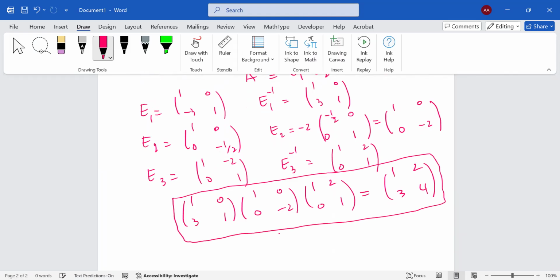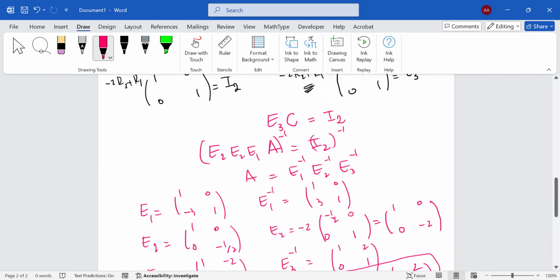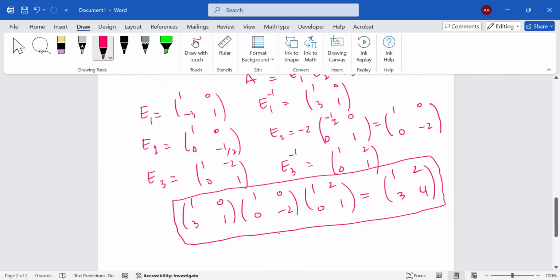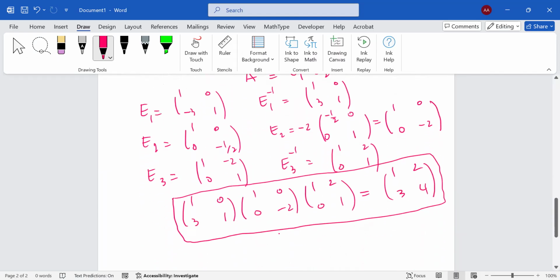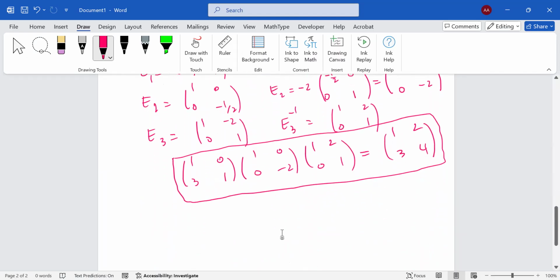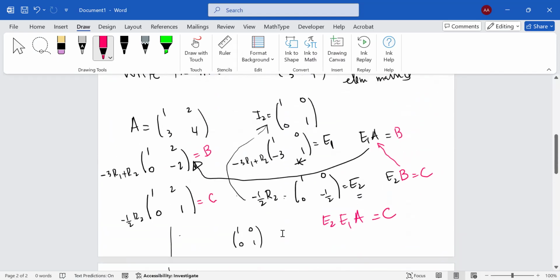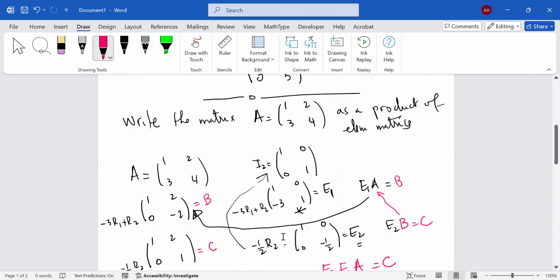Again, it's not one way. Basically you can stop if you get, like, 2 elementary matrices. But then you have to find the inverse of the other one. But if you go all the way to the identity, everybody knows the inverse of the identity is the identity itself.